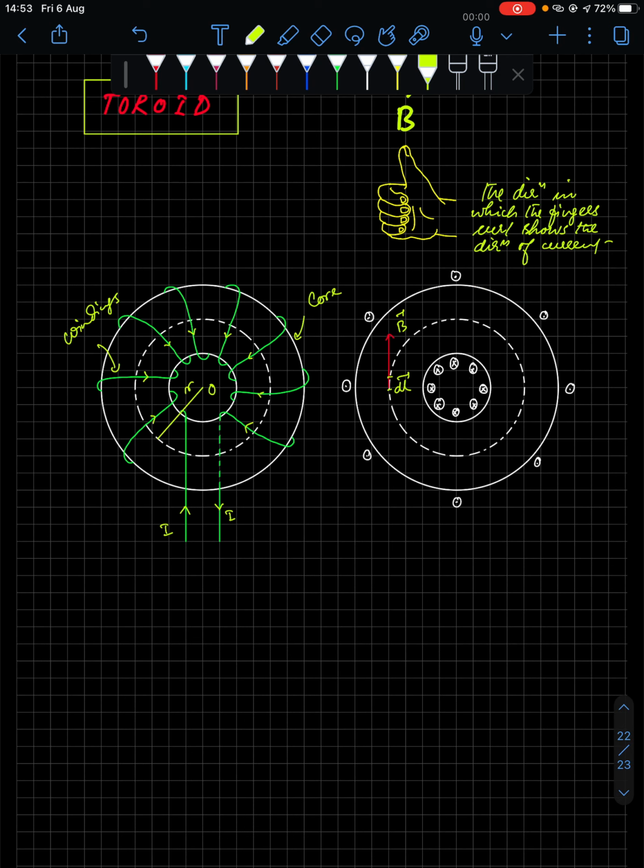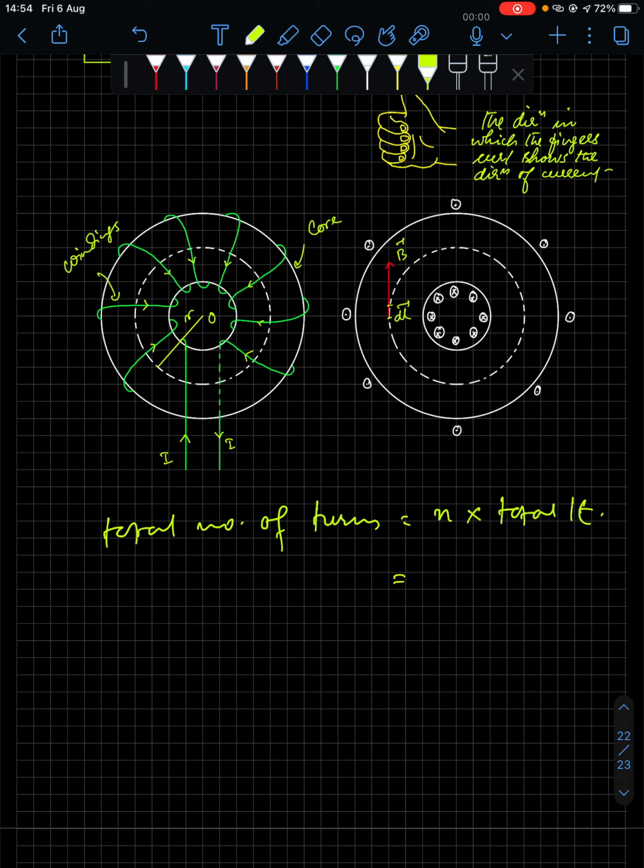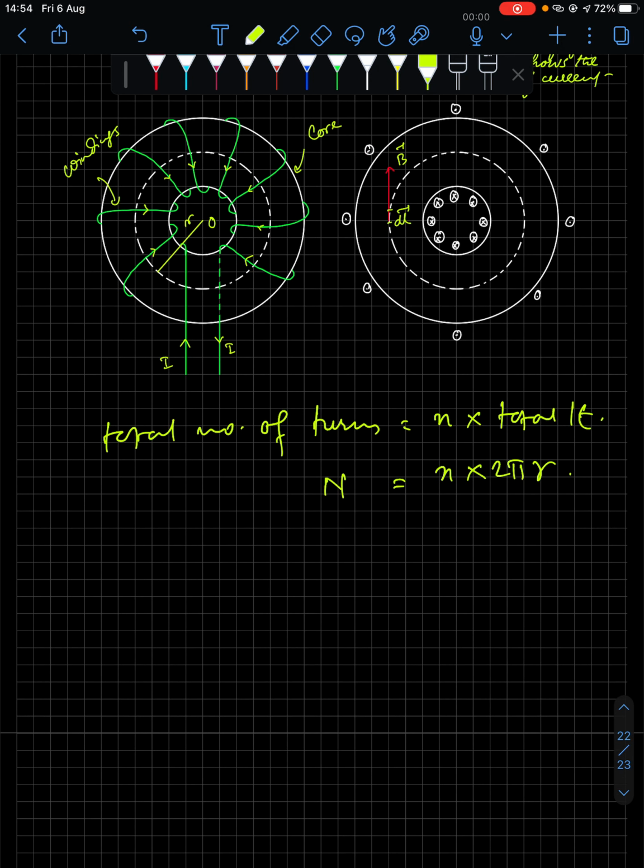Now what is the total number of turns in the case of a toroid? It is the number of turns per unit length into the total length. What is the total length of this toroid? That is 2 pi r, the circumference, isn't it? So capital N is equal to small n into 2 pi r.